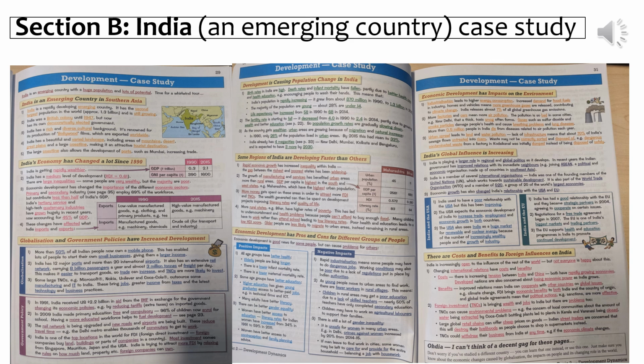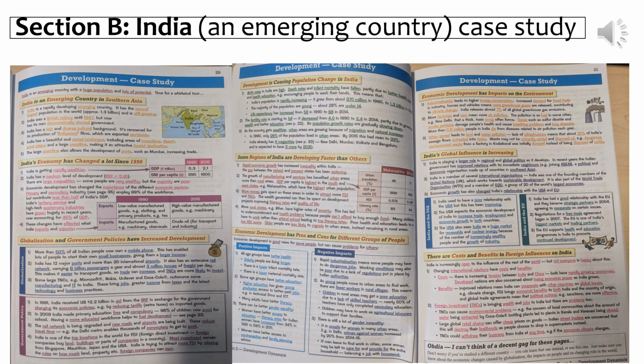Okay, so for section B on development, you've got the India case study. You can see here the 3 pages that appear in the CGP guide. Hopefully you've been using flashcards anyway, because there's quite a lot of information on here, but I'm just going to give you some really brief ideas and understanding about India.